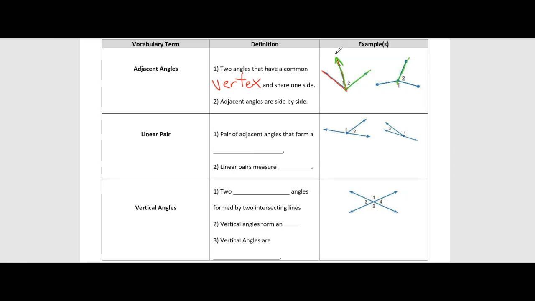Same thing if we come over here, we have our angle for number 2, and we have our angle 1. And again, they both share that vertex and they both share a side. Moving on to linear pairs. A linear pair is a pair of adjacent angles that form a line.